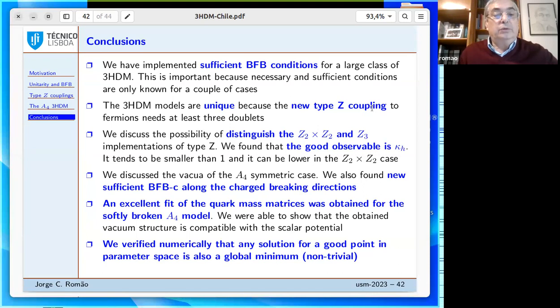Now, finally, we discussed the vacua of the A4 symmetric model. We found new sufficient bounded from below conditions along the charge breaking directions, which are important because the necessary and sufficient conditions along these directions are not known. An excellent fit for the quark mass matrix was obtained for the softly broken B4 model. We were able to show that the obtained vacua structure is compatible with the scalar potential. And finally, we verified that any solution for a good point in parameter space is also a global minimum, and this is non-trivial. Thank you.